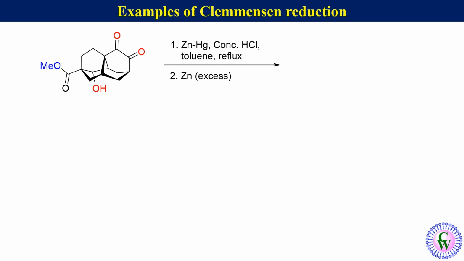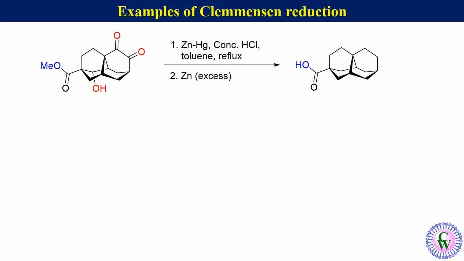Suzuki et al., when reduced this diketo hydroxy ester under Clemmensen condition followed by treatment with excess zinc, produced dibenzylene carboxylic acid. Here the two keto groups have been reduced to two CH2 groups. Alcohol is first converted to chloro, which is then replaced by H in the presence of zinc and HCl. The ester group was just hydrolyzed.